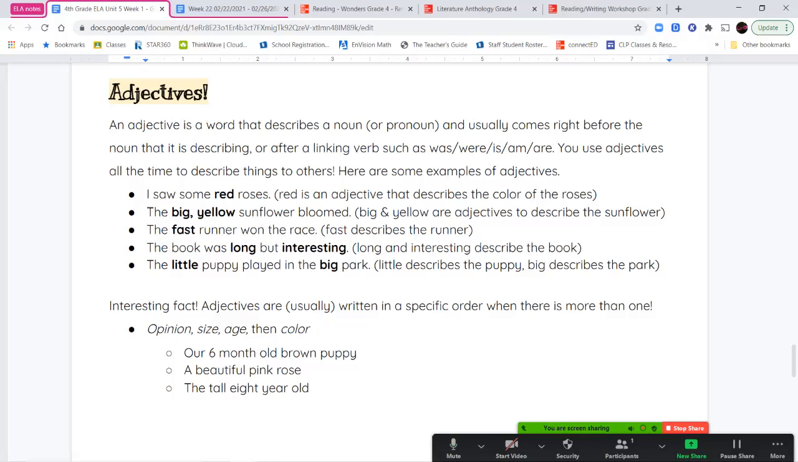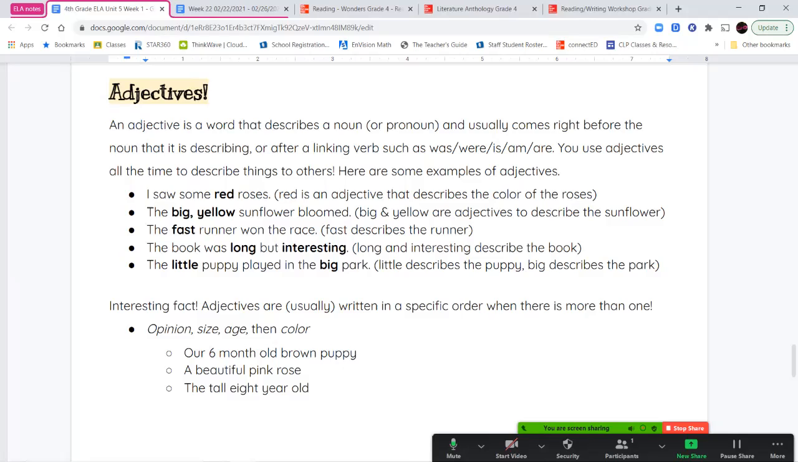The little puppy played in the big park. So here I have two adjectives describing two different things. Little describes my puppy, and big describes my park. So anytime you're seeing a word that is telling you about your noun, that's your adjective.